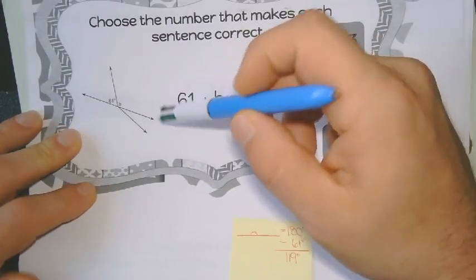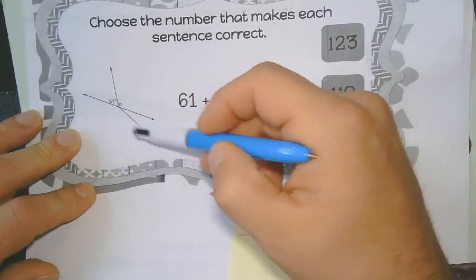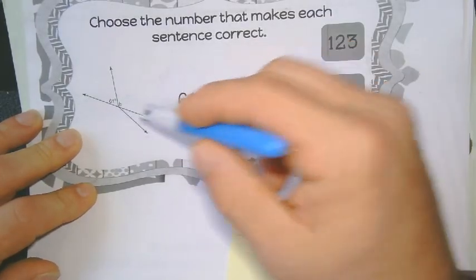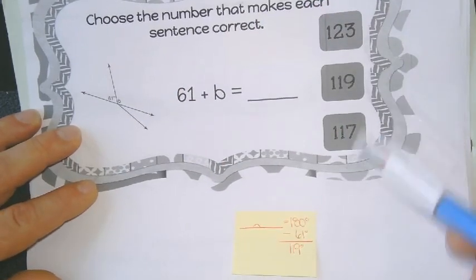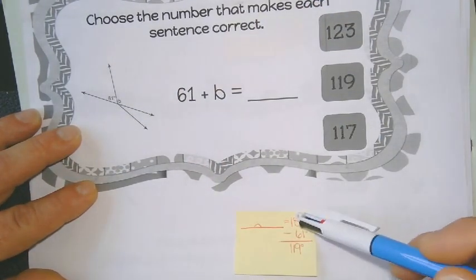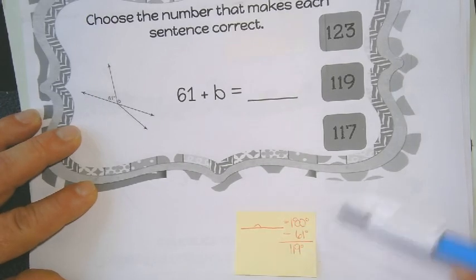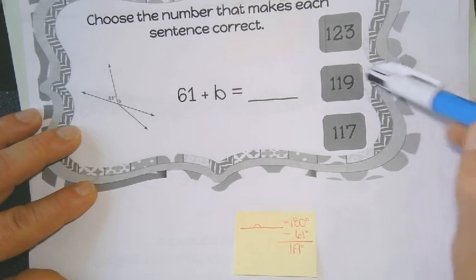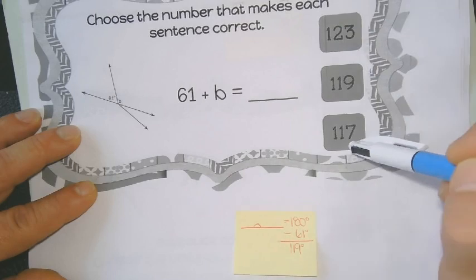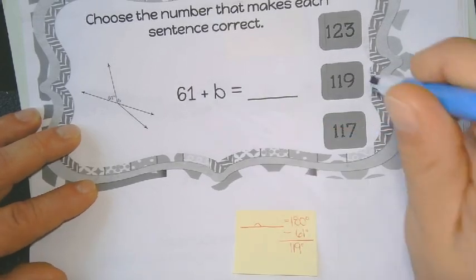So, here we go with another straight line. It's not the line underneath of B. It's a line straight across. So 61 plus what equals 180. To do it backwards, 180 minus 61 is going to give you 119. And we know 9 plus 1 equals a 0, so that's a quick answer. So it would not be 123 and 117. 119 is the supplementary angle of 61.